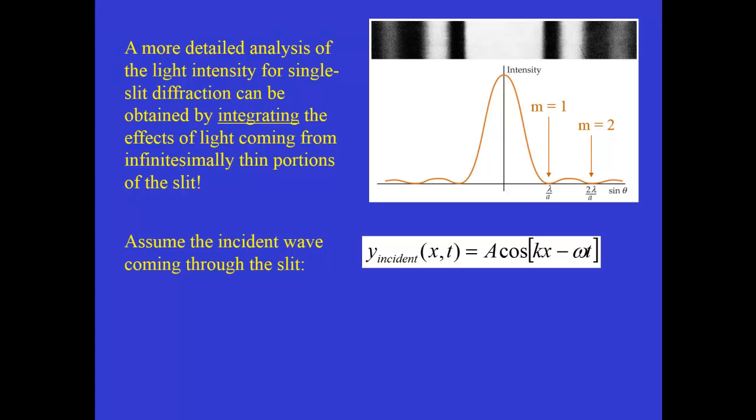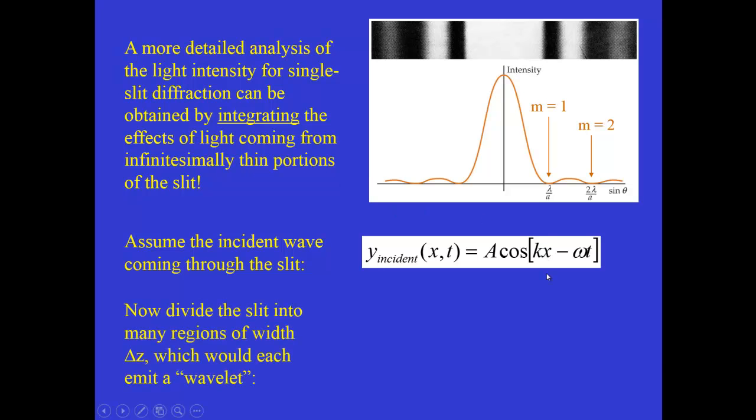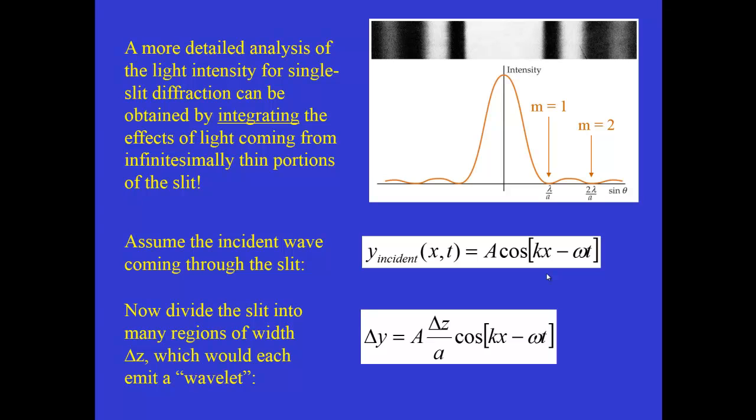So here's an expression for the incident wave coming through the slit. It's got the familiar form with amplitude A and then the familiar cosine of kx minus omega t term, where x is the distance that the wave travels to get from the slit to the screen. Now, when we divide the slit up into many regions, we'll call each one a width delta z. And so from each one of those little regions, a tiny wave, we can call it a wavelet, is emitted.